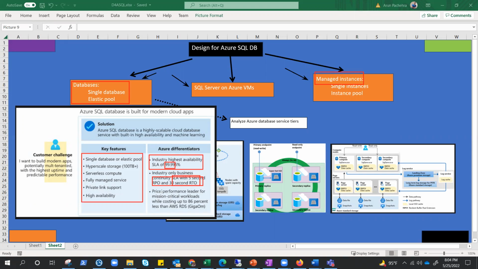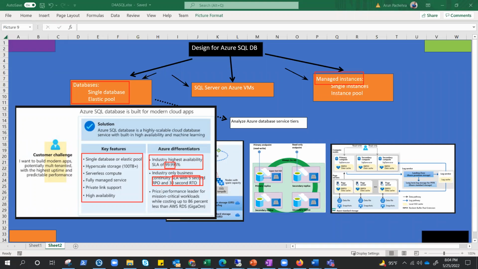Now, price performance leader for mission critical workloads. It will give you good performance at a cheaper price as compared to the other cloud providers. These are some differentiators why you should opt for Azure SQL.